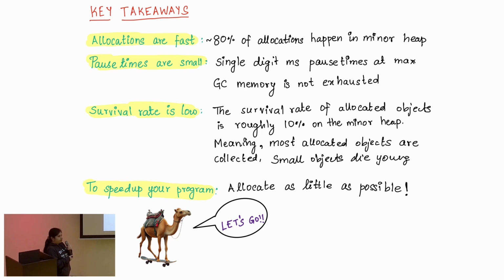So how can I speed up my program? I think that is what we think of as someone writing OCaml programs. Allocate as little as possible. That is one thing I would want everyone to remember from this talk, even if you forget everything else. Allocating as little as possible is going to make your program run as fast as possible. So that is the key takeaway in my opinion.